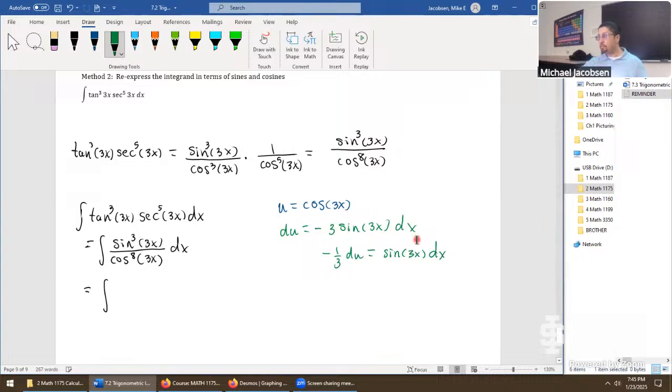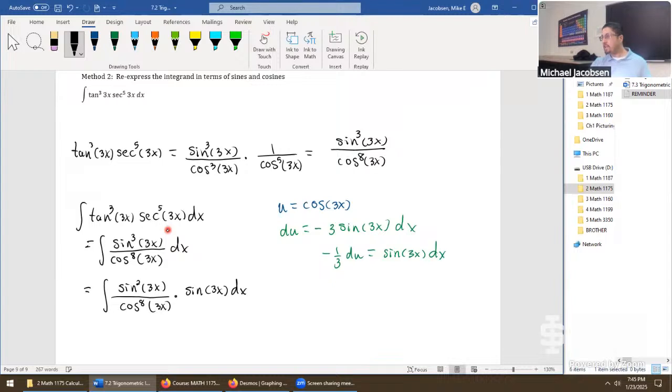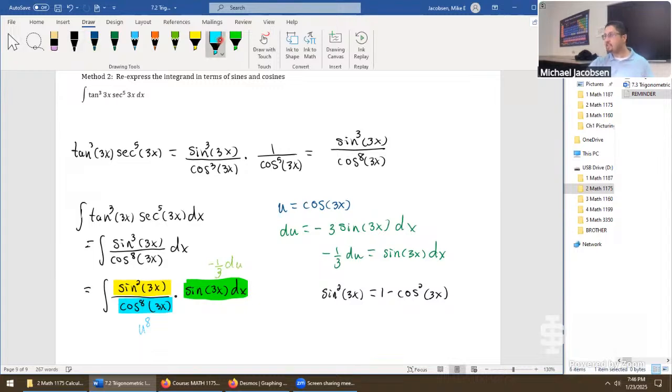Because of this extra factor of sine, we lose one from here and call it sine squared of 3x over cosine to the 8th of 3x, and we've got sine 3x dx going over here. So from that, we're going to put in -1/3 du. Sine squared of 3x is just through an identity. Down below, this is now just a u to the 8th. So that's looking good. And just a standard attack on the sine squared, we write sine squared 3x as 1 minus cosine squared 3x. Then that involves u all of a sudden. So now we've got 1 minus u squared.